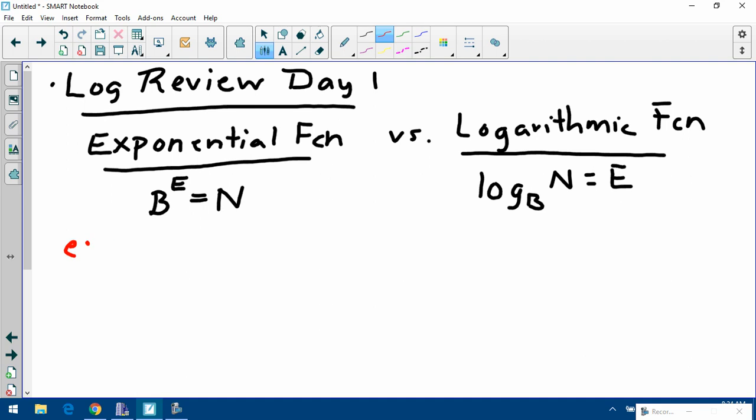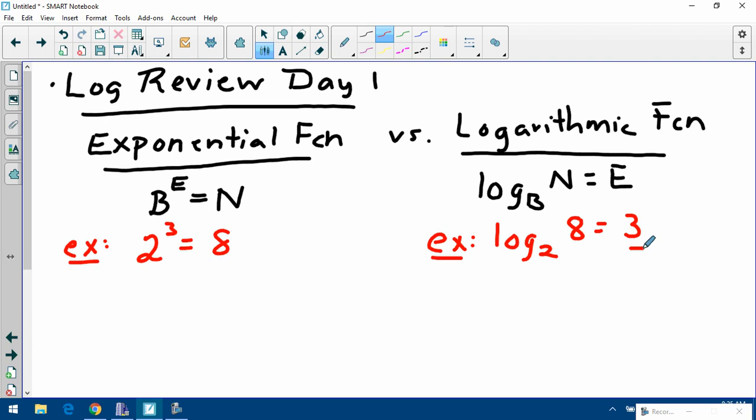So I don't usually think of it like this, but just for a quick review, we know 2 cubed equals 8. The base is 2, the exponent is 3, the number that it's equal to is 8. Logs are just another way to express that. The base is 2, log base 2 of the number 8 is equal to the exponent of 3. So the thing to remember is that the answer to a log is an exponent. The way I prefer to think of logs is that logs undo exponentials and vice versa.